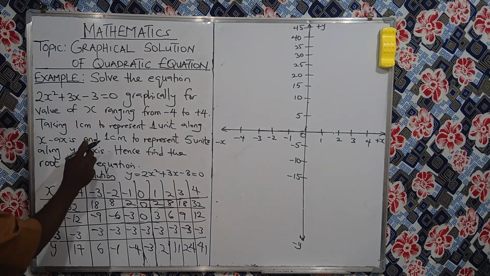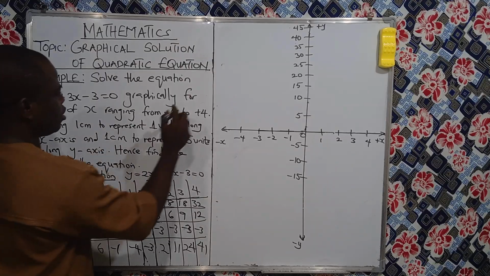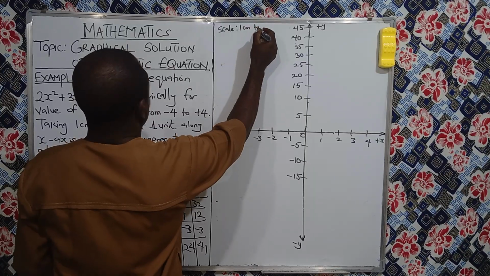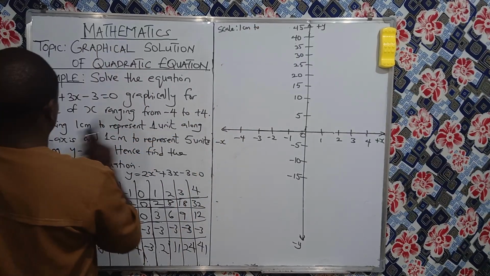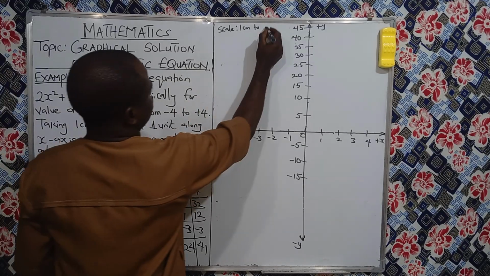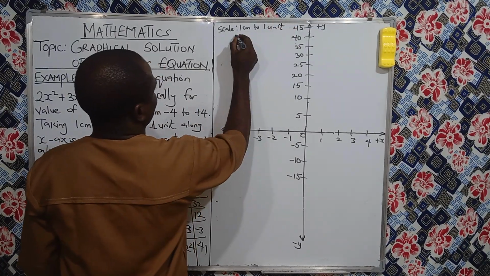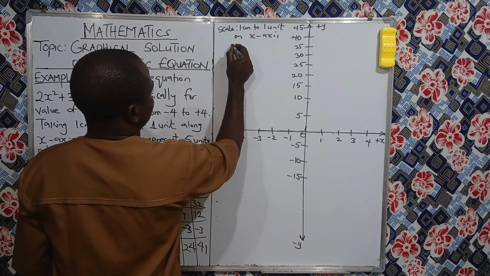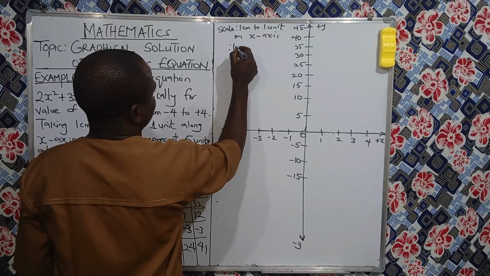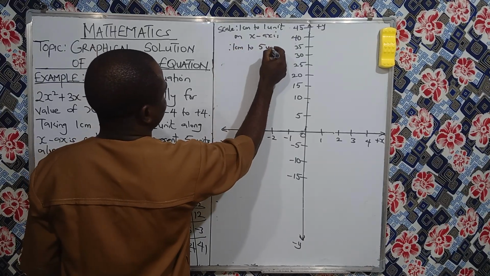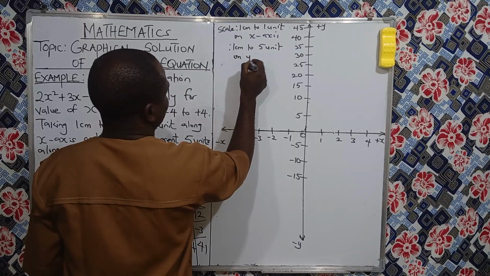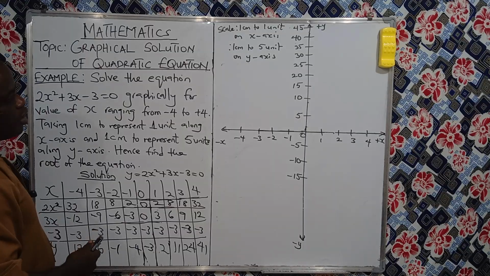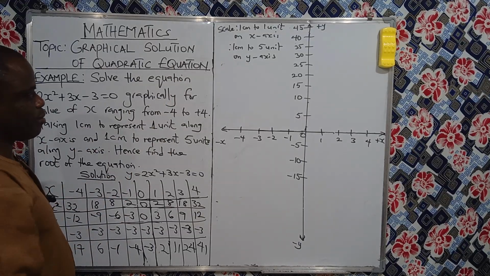Please don't forget our scale. The scale, say, 1 centimeter to 1 unit on x-axis and 1 centimeter to 5 units on y-axis. This is what you are following on y-axis. Write it on top of your graph.